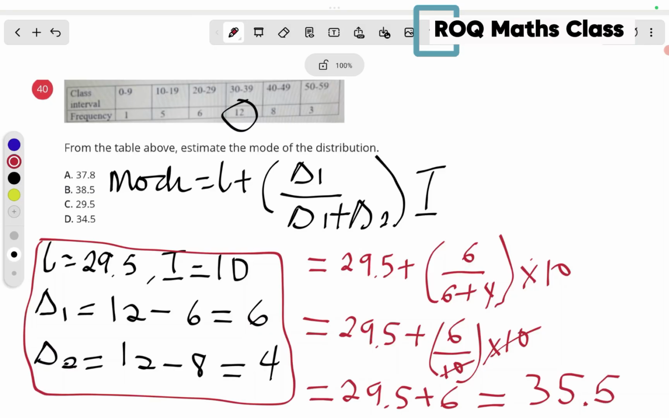But we are asked to estimate this given value. So 35.5 is more closer to 36 than 34. So the closest answer over here is 36. That is the final answer.